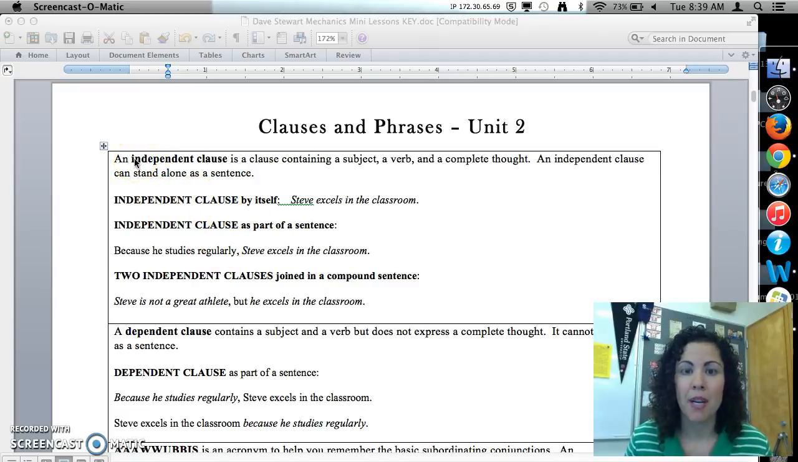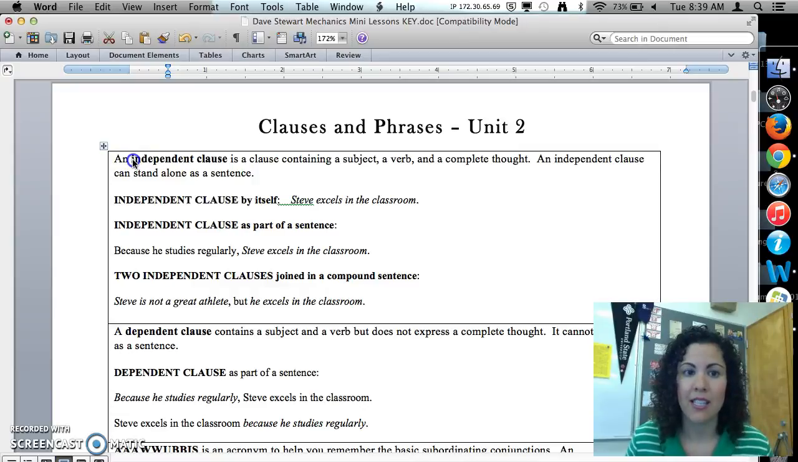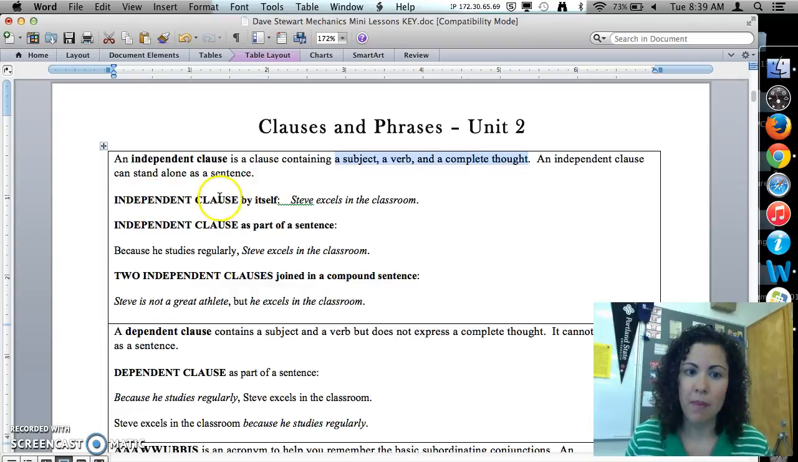We talked about an independent clause last time, and here again is the definition. An independent clause is a clause containing a subject, a verb, and a complete thought. An independent clause can stand alone as a sentence. So we've seen this before. Independent clause by itself: Steve excels in the classroom. Independent clause as part of a sentence: Steve excels in the classroom. But then we add on this dependent clause: because he studies regularly, comma, Steve excels in the classroom.